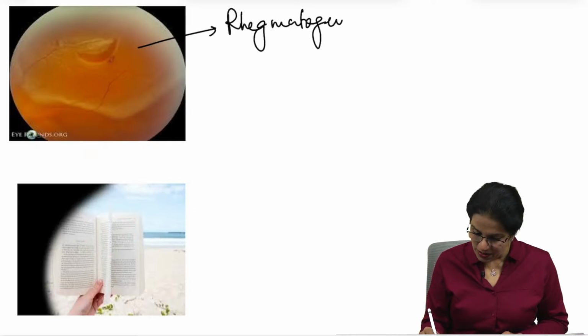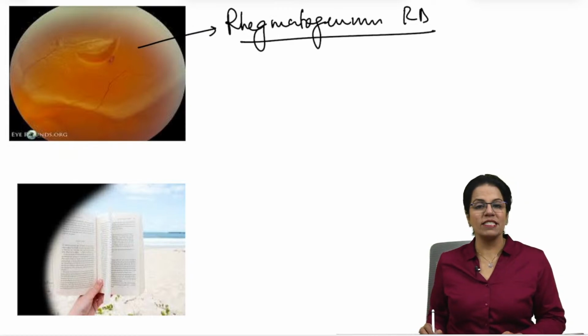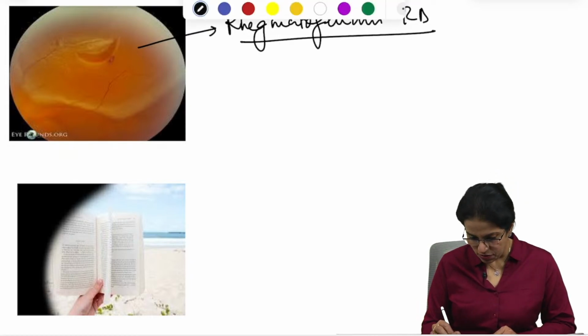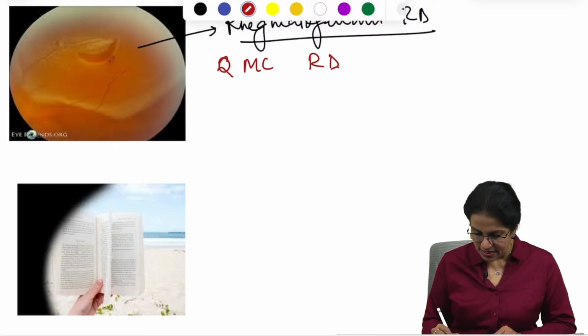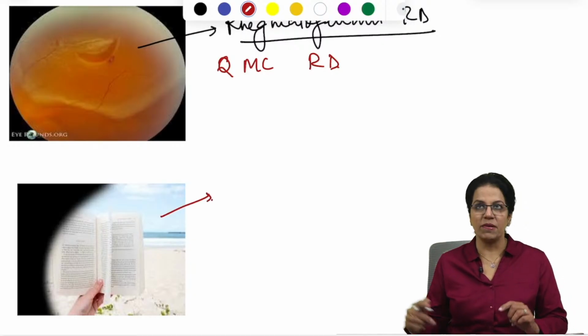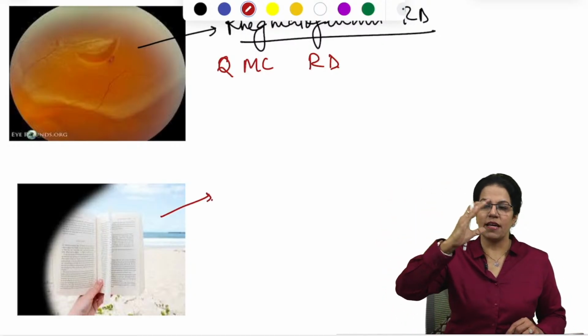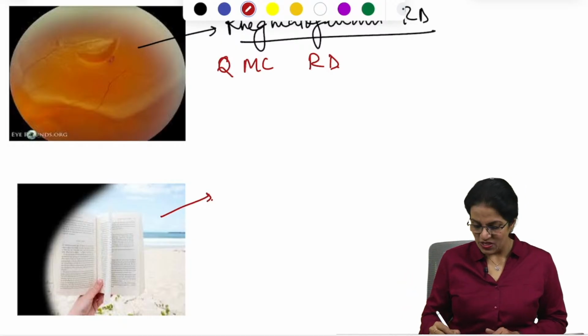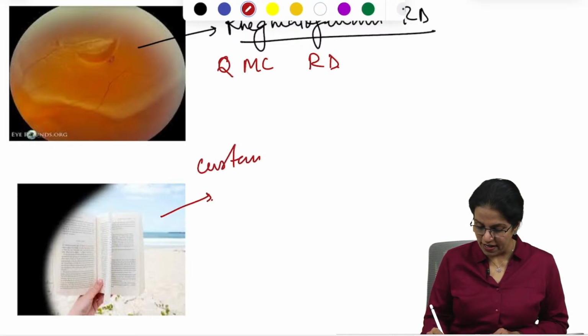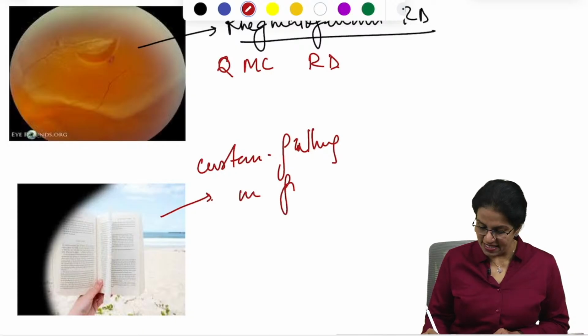So when you say rhegmatogenous retinal detachment, what things do we need to understand? This is question number 1: most common type of retinal detachment. First of all, most common RD is this. Secondly, this image is telling you how the patient will complain as if a curtain is falling in front of the eye from the periphery to the center. So this is a curtain falling in front of the eye. I included this image so that it's clear to you what it means.